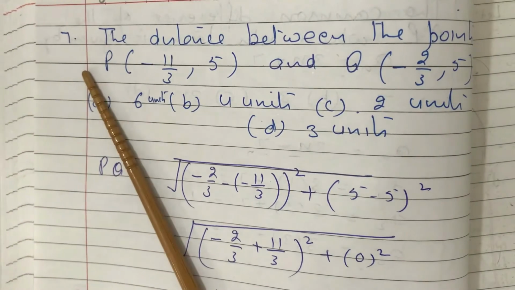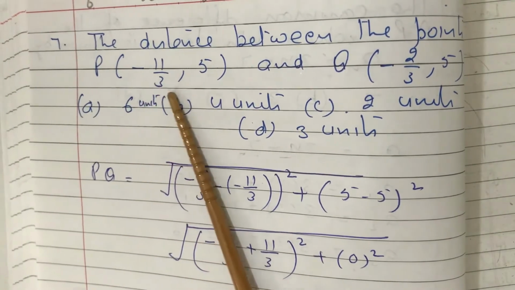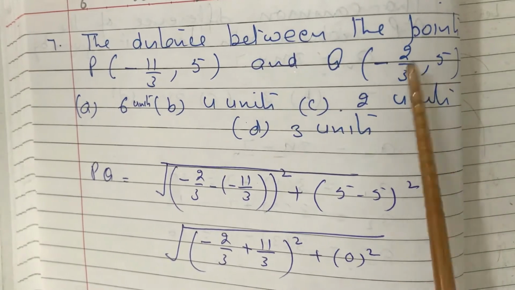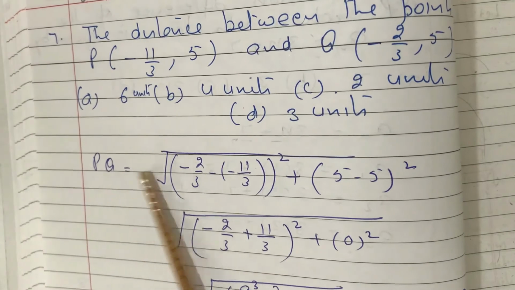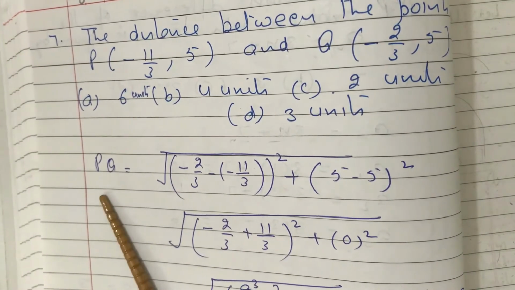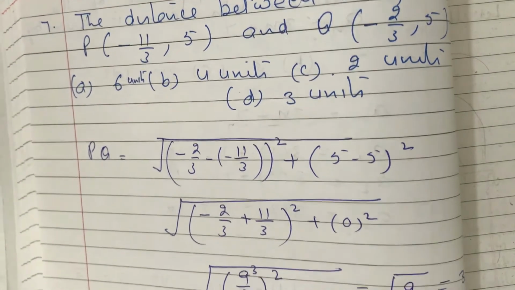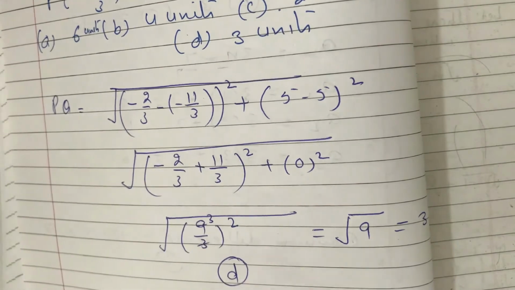Now the 7th question is the distance between the points P whose coordinates are -11/3 and 5, and Q -2/3 and 5. There are 4 options. You are to write the correct one. Now write the distance formula. You all know how to write the distance formula. So PQ is equal to, write the distance formula here. You will get √9, that is equal to 3. So D is the option.